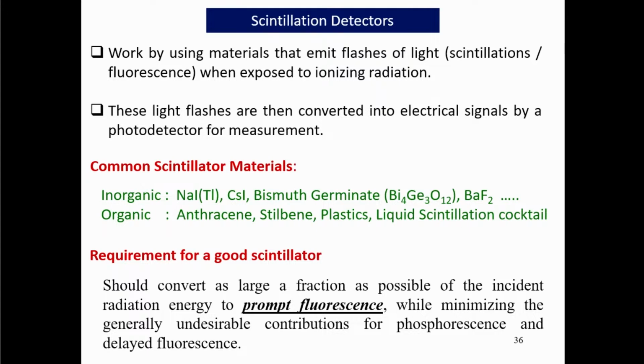There are different kinds of photodetectors, as you may already be aware. The common inorganic scintillator materials are, for example, sodium halides. It can be sodium iodide thallium, cesium iodide, bismuth germanate, barium fluoride; there are a number of materials which act as scintillators. Similarly, in organic, any aromatic molecules which have conjugated pi double bonds are quite useful as scintillation materials. A few examples are anthracene, stilbene, different kinds of plastic scintillators, and liquid scintillation cocktails, which are commercially available.